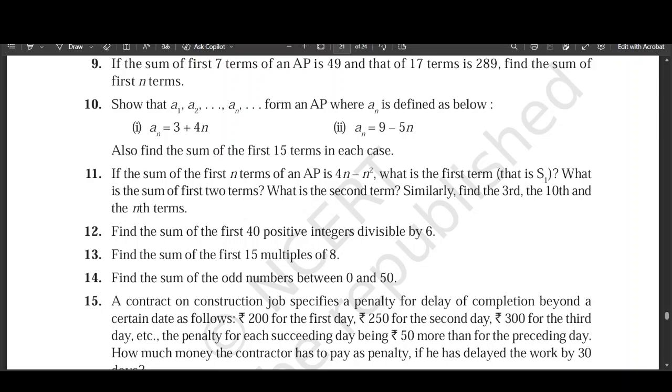Hello student, so in this video we are going to discuss class 10th maths exercise 5.3. In the previous video we discussed the ninth question. Now move to the 10th question. A1, A2 up to AN form an AP where AN is defined as below: AN is equal to 3 plus 4n, and the second part, AN is equal to 9 minus 5n. Also find the sum of the first 15 terms in each case. So let's start.